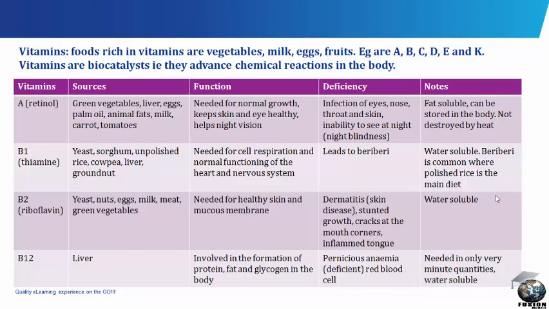In addition, vitamins are organic compounds required in small amounts. They are needed for normal growth and development. They are biocatalysts, that is, they advance chemical reactions in the body. Vitamins A, D, E, K are said to be fat-soluble, which could be called ADEK, while vitamins B and C are water-soluble vitamins. The sources, functions, and deficiency of these vitamins are also stated in the table.